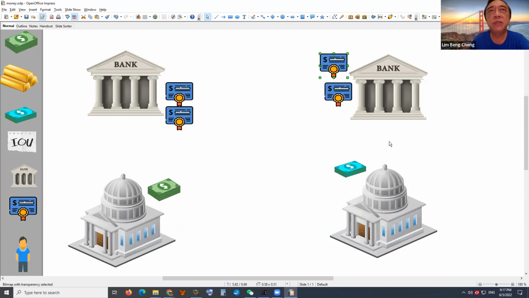But this way may not look very good, because it appears that, hey, your own bank is buying your own bond. So let's say we change the whole scenario again.